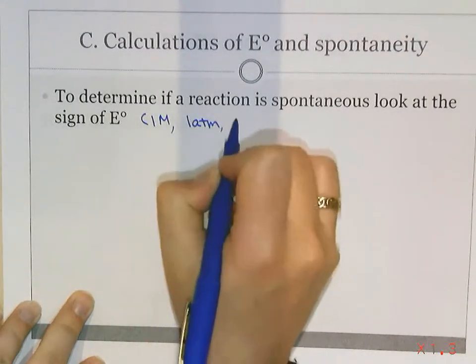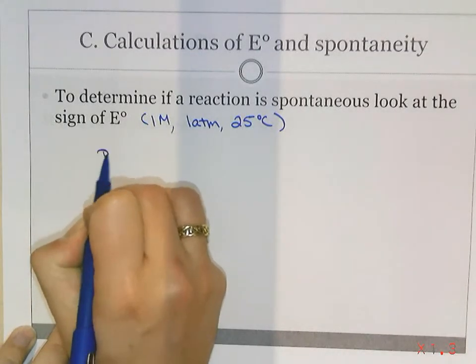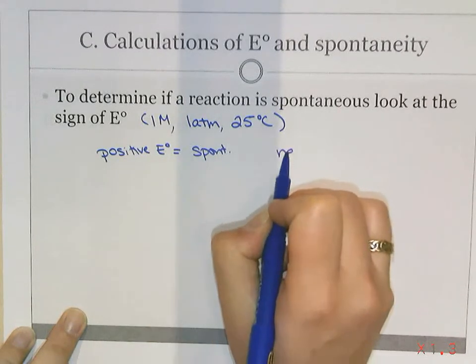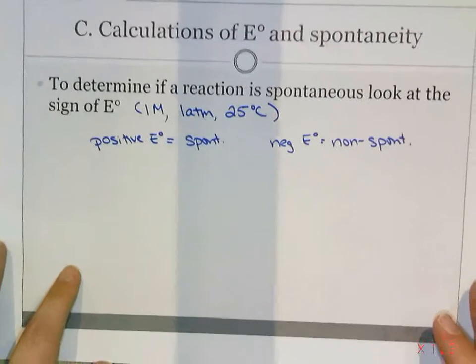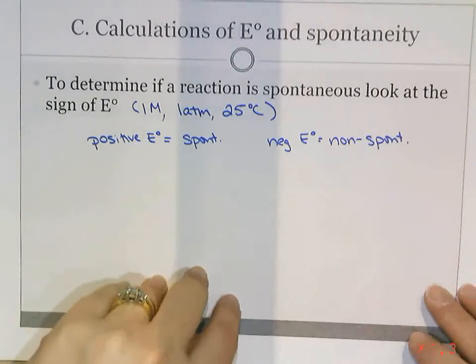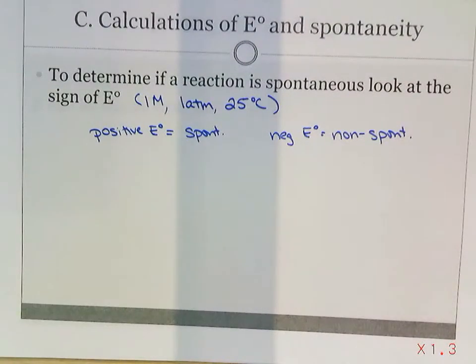Okay. So what we're going to do is we're going to take a look at the sign of E0, assuming that everybody's 1 molar, 1 atmosphere, 25 degrees Celsius. All right, so we have our positive E, which tells us spontaneous, our negative E, which tells us non-spontaneous. So let's take a look at a few example reactions and see if we can figure out if the reaction is spontaneous as written, or we have to do something to it to force it to be spontaneous.